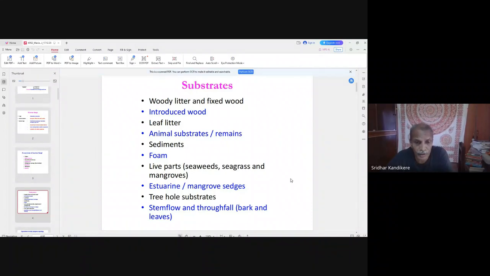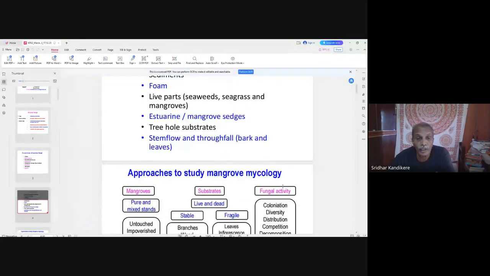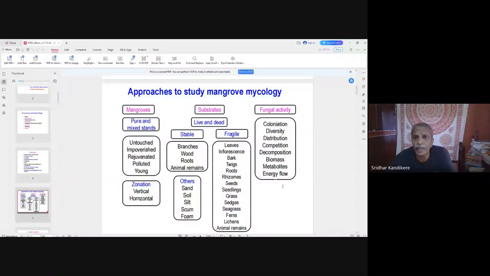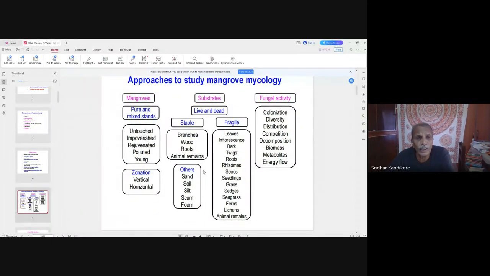A lot of substrates accumulate in the tree holes of mangroves, and they also possess certain marine fungi. Similarly, we can think of stem flow and throughfall through the canopy, bark and leaves, which also support marine fungi and of course other fungi too. There are several approaches to study mangrove ecology. Mangroves may be pure or mixed stands. Of course, we may not find any untouched mangroves; up to some extent they are disturbed, impoverished, rejuvenated, some polluted, and many young ones if it is rejuvenating.